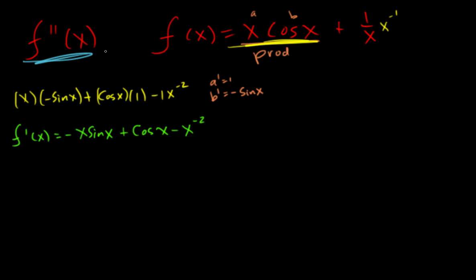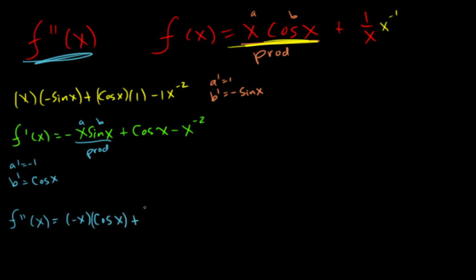So if we want the second derivative, we just take the derivative of that. Alright, this is another product rule. And so if my a is negative x, my a prime will be negative 1. My b prime is going to be cosine x. And if I write this out, I'm going to do my first one, which is negative x, times the derivative of the second one, which is cosine x, plus the second one times the derivative of the first one.